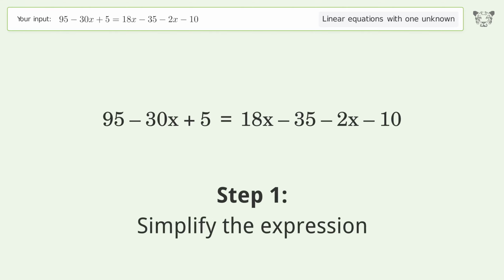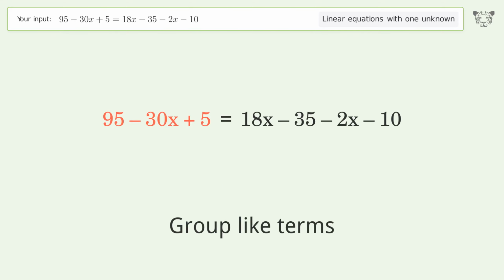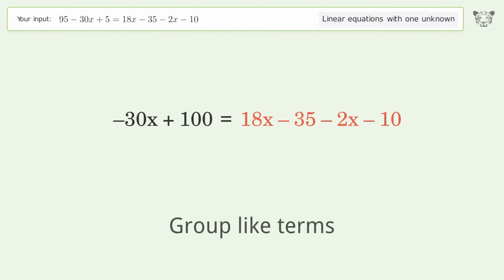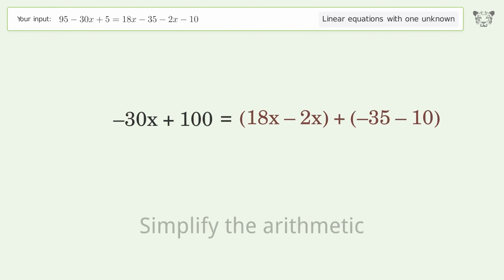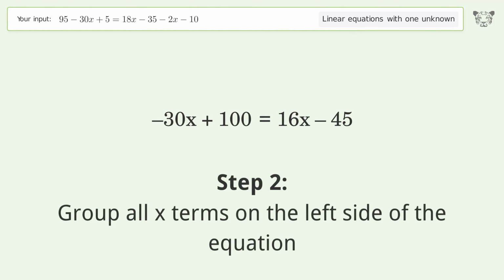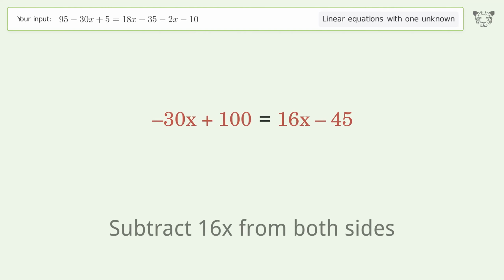Simplify the expression. Group like terms. Simplify the arithmetic. Group like terms. Simplify the arithmetic. Group all x terms on the left side of the equation. Subtract 16x from both sides.